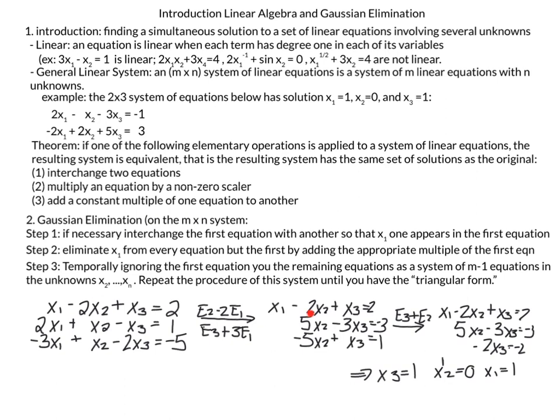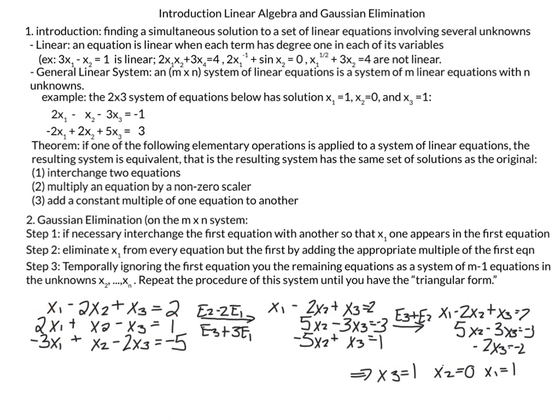So we'll do an example. Here is a system of equations. It's a 3 by 3 system because there are 3 equations and 3 unknowns. So the first thing we do is we want to interchange the first equation with another so that x1 appears in the first equation. Well, we don't need to do that because x1 here appears in the first equation. Now we want to eliminate x1 from every equation but the first by adding the appropriate multiple of the first equation. So here, to get rid of the x1 term, we need to multiply by -2 on the top and then add.